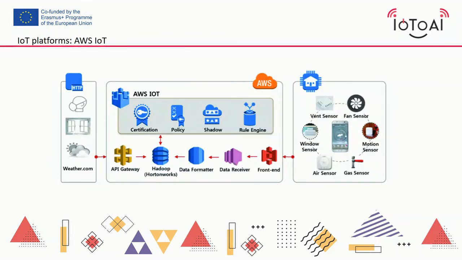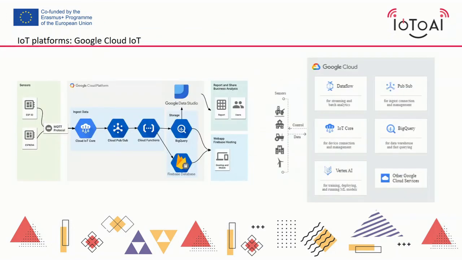Amazon Web Services is in the cloud, and it offers a lot of tools for deploying your IoT platform. You have Hadoop, API gateways, data receivers, front-end, data formatter, and so on. Google Cloud IoT is similar to Amazon Web Services. You have a lot of tools also in order to manage your data, publish and subscribe, to do big data and analytics, store the data, and so on.